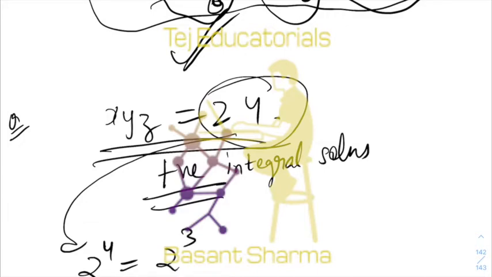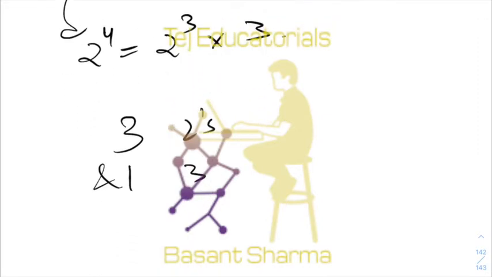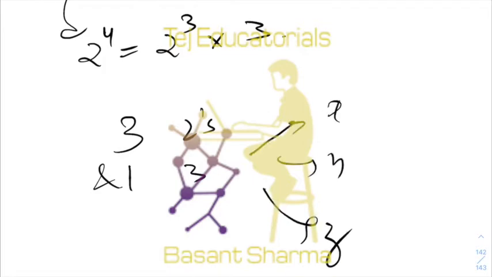This is nothing but 2 cube into 3. So essentially your problem is you have 3 2's and 1 3, which you have to distribute amongst 3 different persons, which are x, y and z. A person may get nothing also, in which case the person actually gets a 1.